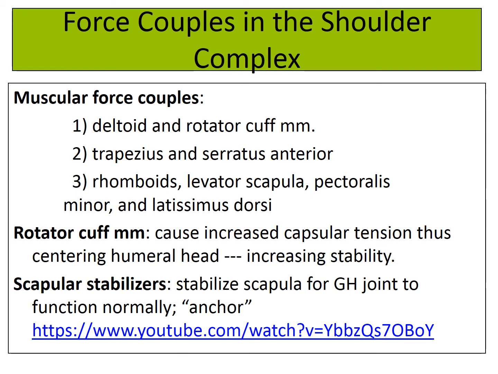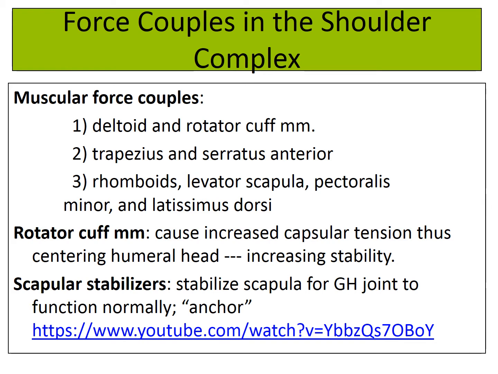The trapezius, both the upper and lower, as well as the serratus anterior, work together to accomplish upward rotation of the scapula. And then the rhomboids, levator scap, pec minor, and latissimus dorsi all work together to accomplish downward rotation of the scapula. As already stated, the rotator cuff muscles cause an increase in tension, and they center the humeral head within the glenohumeral joint, so these motions can occur.